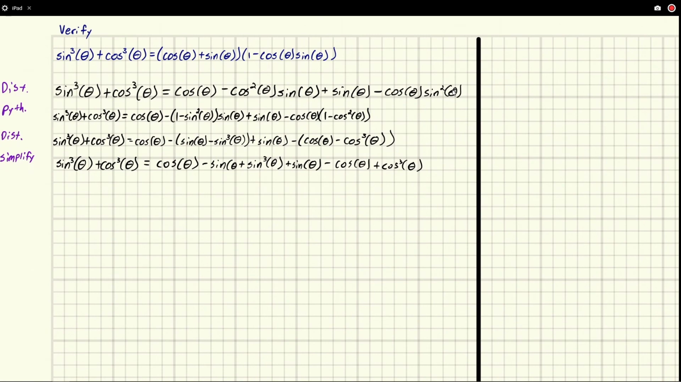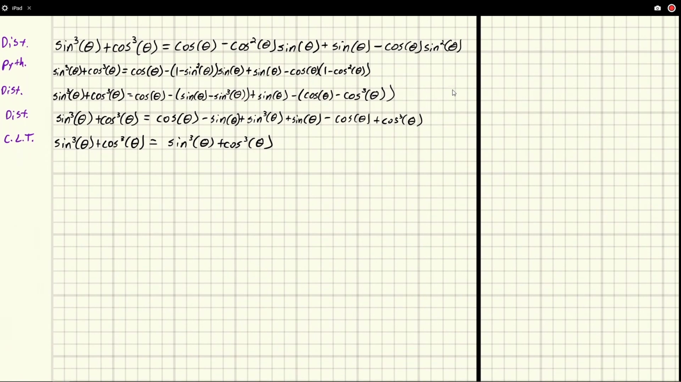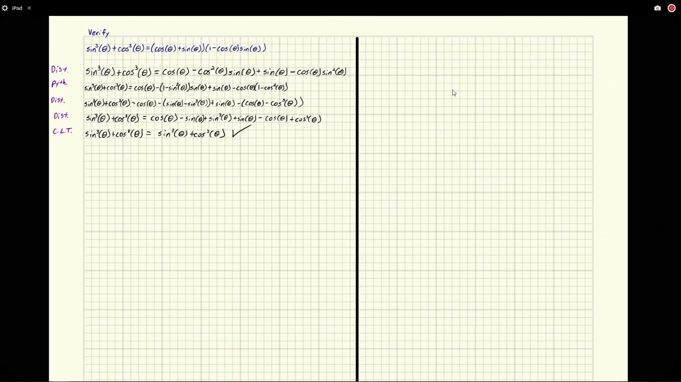So this step is really distribute, and then we're going to combine like terms. I'm going to call that CLT. We're going to get sine cubed theta plus cosine cubed theta is equal to, the cosine and cosine will cancel, the sine and sine will cancel. I forgot a parenthesis here. And we're going to be left with sine cubed theta plus cosine cubed theta. Is that the same thing? Yep, it is the exact same thing. And so we could say, there you go. So this would be the verification that you would have.